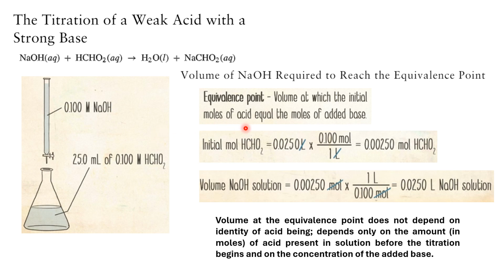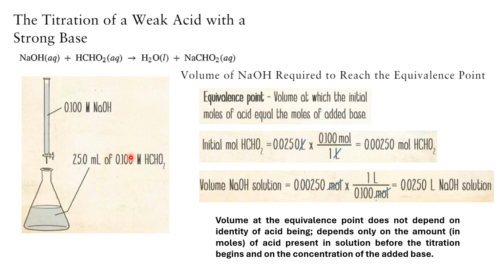This is the same math that we did in the last couple of slides when we looked at the equivalence point for strong acid and strong base. The pH is going to be different, right? We said that for a strong acid, strong base, the pH at the equivalence point is always 7. But it turns out that the pH of a weak acid, strong base solution is not always 7, and we're going to look at that. But right now, we're just trying to figure out the volume of sodium hydroxide required to reach the equivalence point.